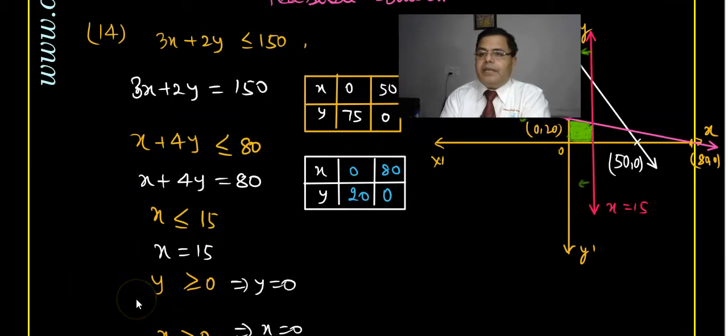But I have not written here the names of the equations, which is also required. So for 75 and all, this equation is 3x plus 2y is equal to 150. You need to write it. And this equation is x plus 4y is equal to 80. You need to write the equations as well. X is greater than 0. Also, y is equal to 0 is the x-axis, you need to write that here. X is equal to 0 is the y-axis, that you also need to write here. Everything must be demarcated, and don't forget to write a scale here also.